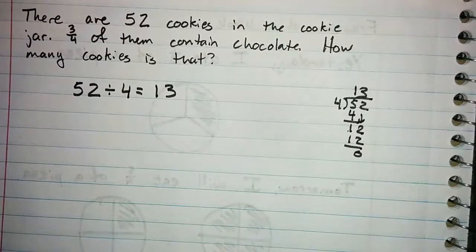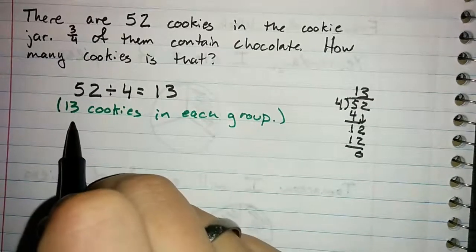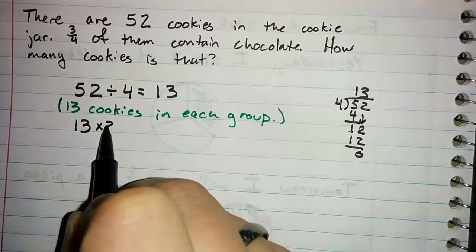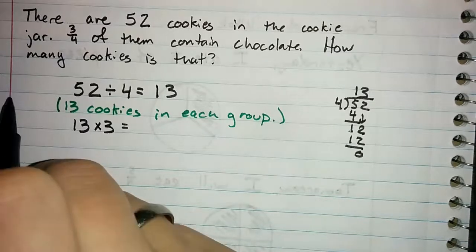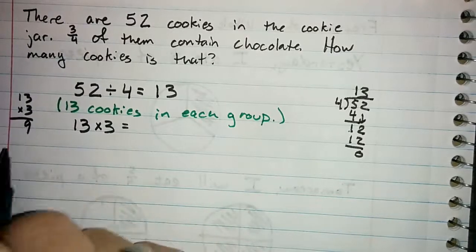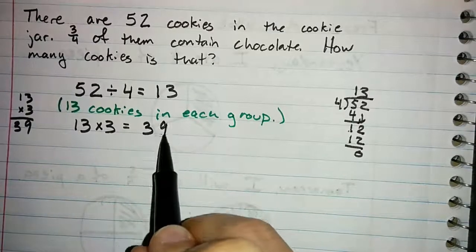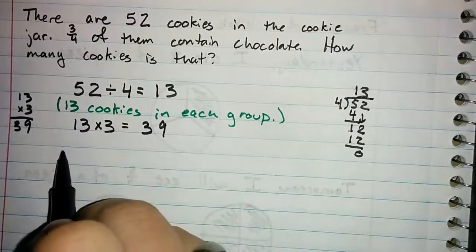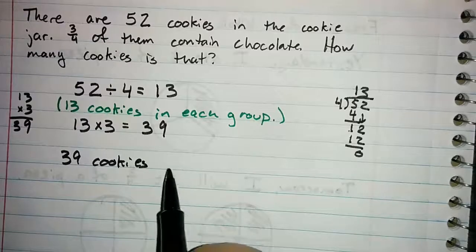And we're thinking, but we don't need to write, of the groups, 3 consist of cookies that contain chocolate. So we multiply 13 times 3, and we get, well, 3 times 3 is 9. 3 times 1 is 3. 39. 39 cookies contain chocolate.